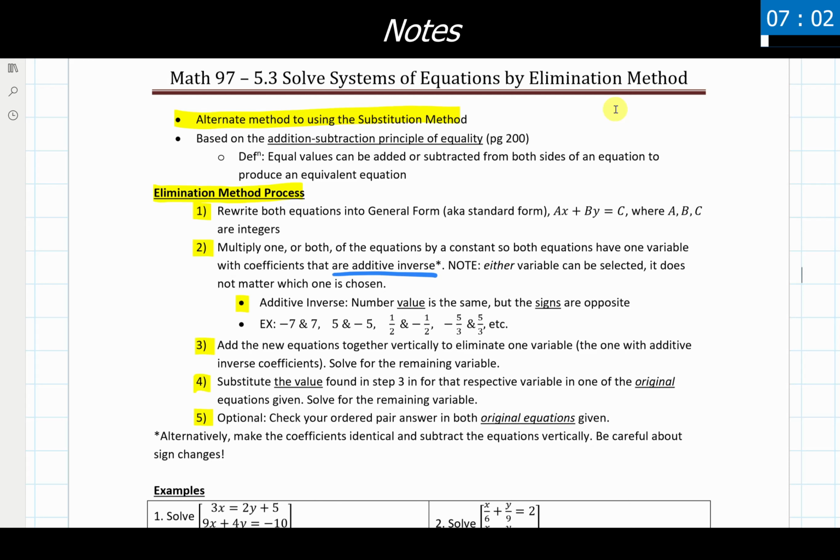Now we do have this principle here, the addition-subtraction principle of equality, that is allowing all of this to work. We do have the definition of this right here, and you're welcome to look that up online if you would like to. The exacts about it aren't entirely necessary to know for this process, but it is something that you can use as you are going through this, and something you can look up.